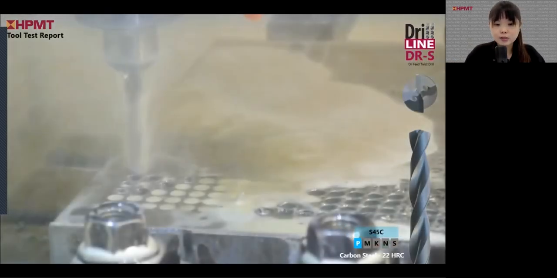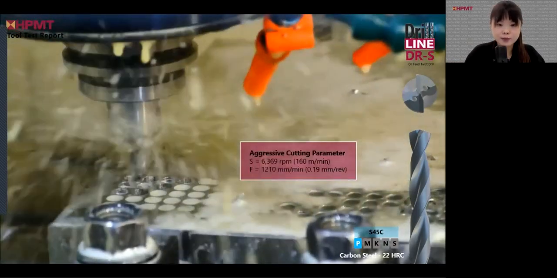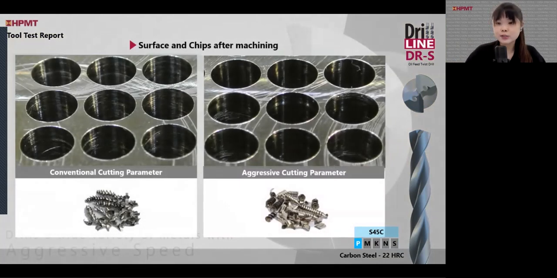So this is the video. I will fast forward. This is the result for our cutting tools when cutting this carbon steel. As you can see, in terms of surface finishing, we are providing a good surface shine, while in terms of the chips, it doesn't matter whether under conventional cutting parameters or more aggressive cutting parameters, both are providing the same consistently short and curved chips. So this looks good. What about the next performance?